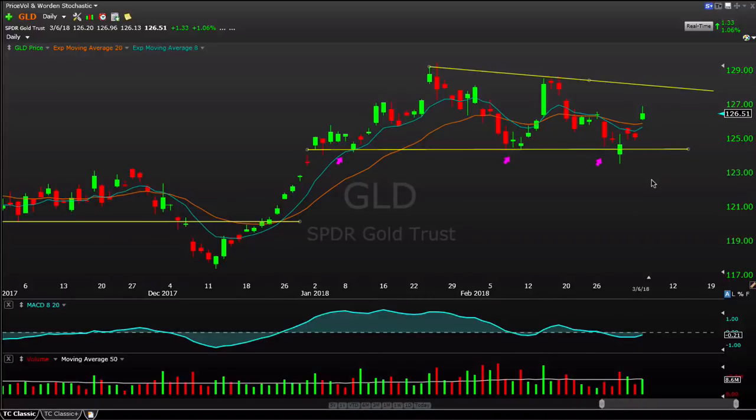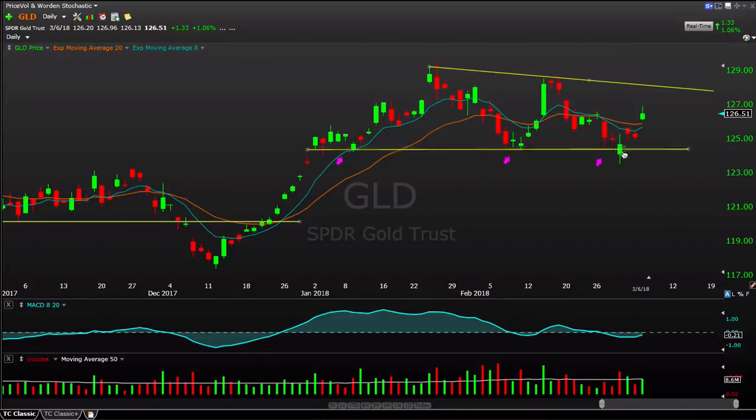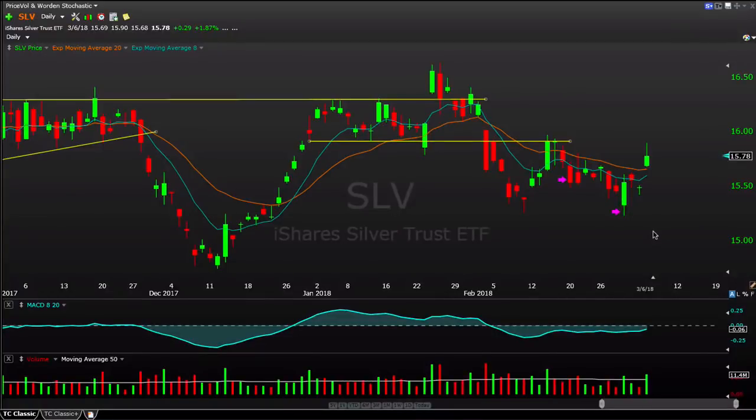We still have this position on. If you recall, we talked about our entry here back on Thursday on this test and hold of support, when we got long, and so far we are still sitting in this long position and enjoying today's gains and waiting to see how the rest of this week unfolds. So still holding a long position there in gold. Nice move by the bulls.